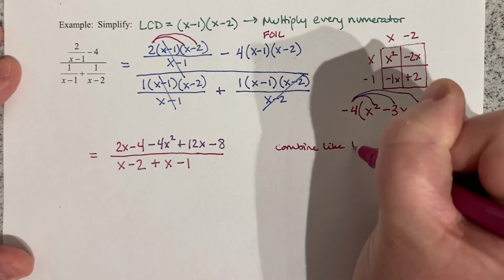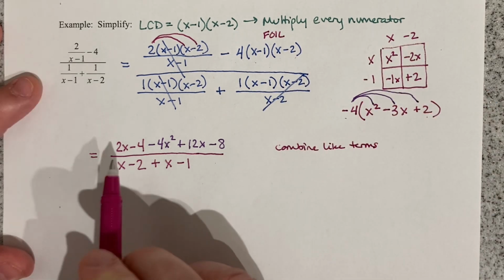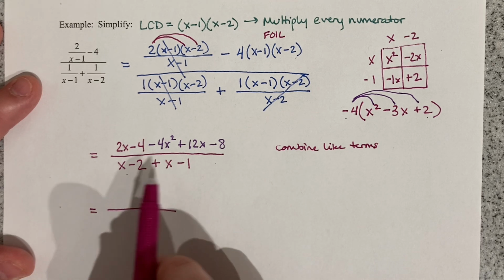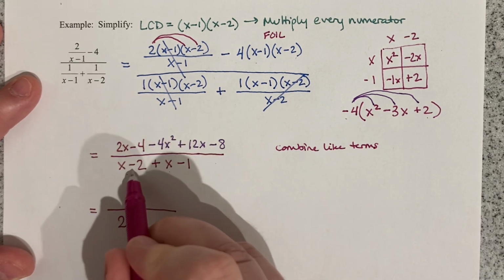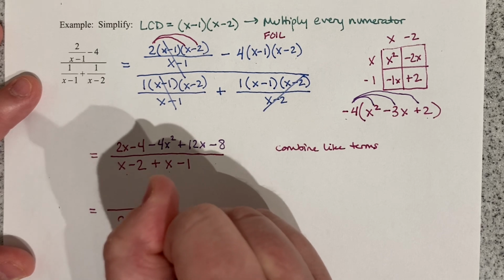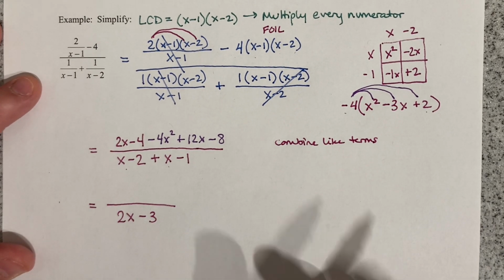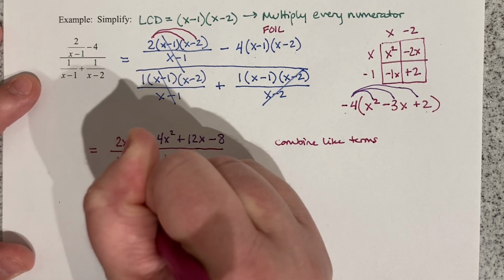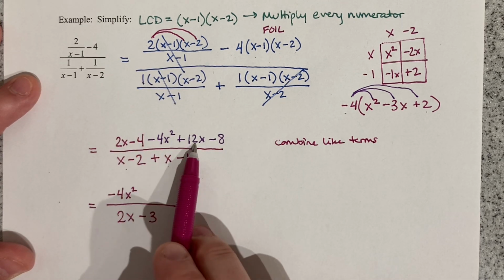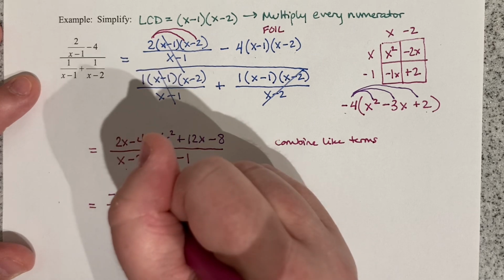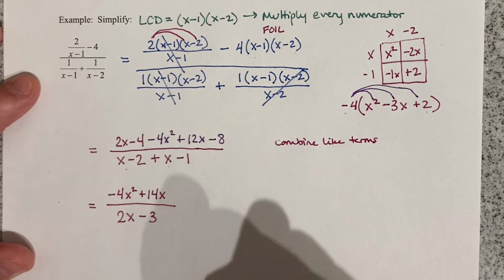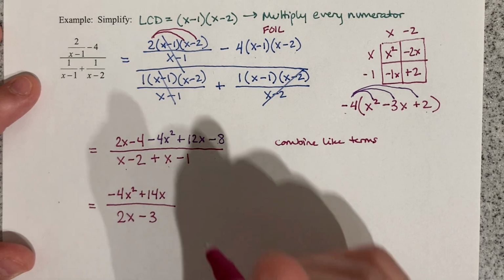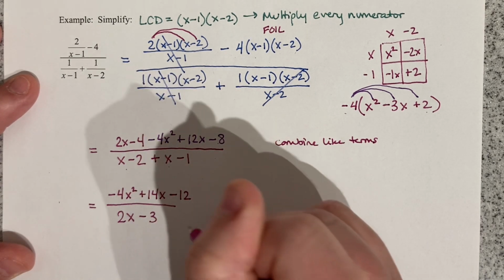Combine like terms. So in the numerator, actually, let's do the denominator first. Let's do the easy one first. X plus x is 2x, -2 and -1 make -3. All right, that was nice. Now, it's not so bad to combine like terms. We have a -4x squared in the top. 12x and 2x make plus 14x. And then -4 and -8 make -12.